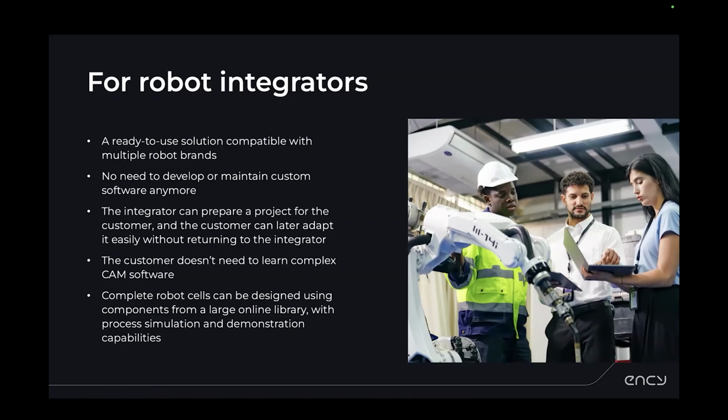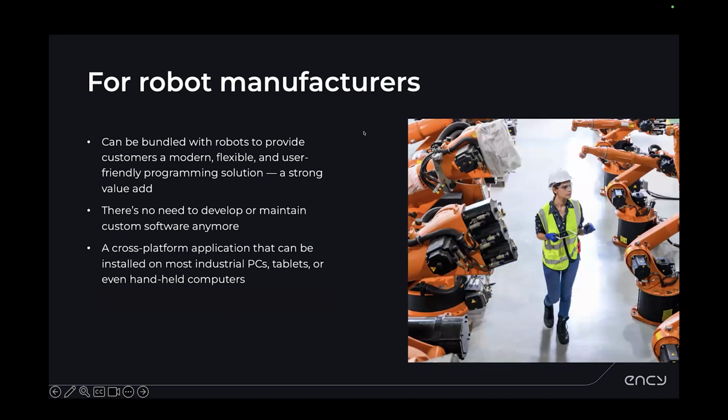Integrators can design complete robot cells using components from a large online library and simulate the process, which is also very important for those who sell robots and software to demonstrate them to their clients. Robot manufacturers can bundle ENCY Hyper with their robots, giving customers a modern, flexible, and user-friendly programming solution, a strong value add. ENCY Hyper is a cross-platform application that can be installed on most industrial PCs, tablets, or even handheld computers.